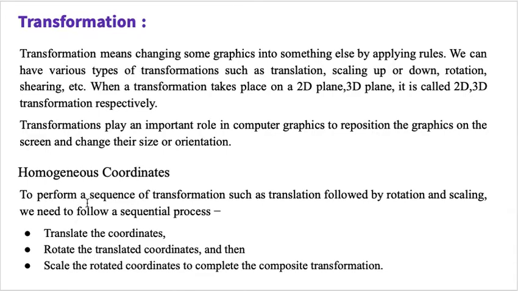Here, we go through homogeneous coordinates to perform a sequence of transformations such as translation followed by rotation and scaling, and we need to follow some sequential processes. The processes are: translate the coordinates, rotate the translated coordinates, and then scale the rotated coordinates to complete the composite transformation.